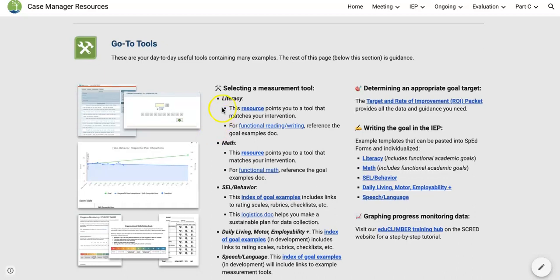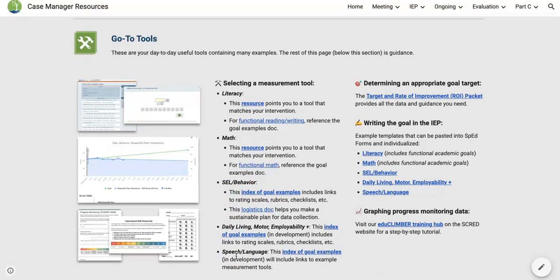And depending on the area that you're writing the goal in, there could be different resources available to you to use. So those are kind of listed here as far as different topical areas, and then some tools that you could use. Additionally, we have some resources related to setting an appropriate target.